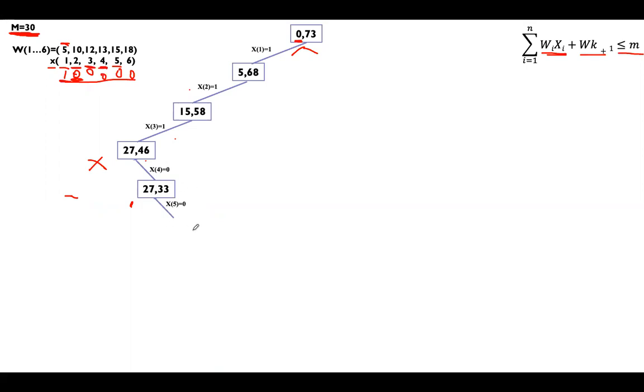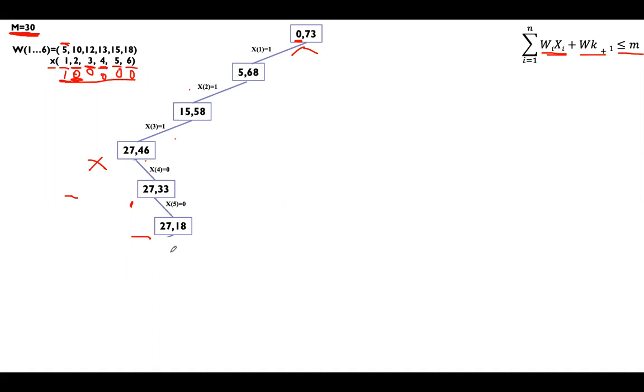This 27 will remain as it is 27. In this 33, I will minus 15 because these two elements we have left out, fourth and fifth. So it will become 18. Next, sixth element. First, I will select the sixth element. x6 is equal to 1. Again, 27 plus 18, 45, which is more than m. So this element should also not be selected. It is more than m.